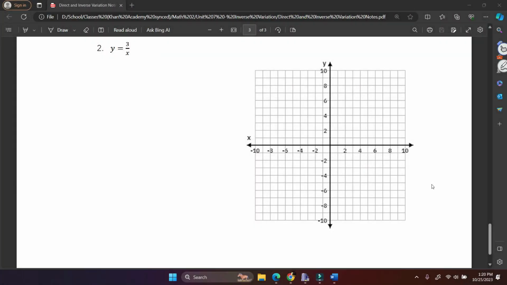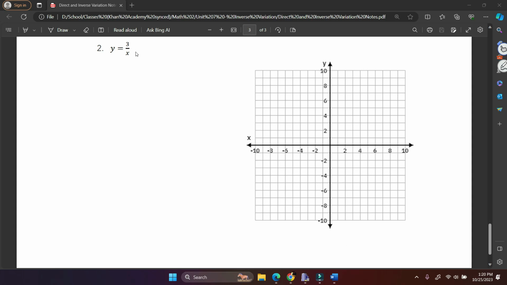All right, in this example, we're given an inverse variation equation and asked to graph it. Our equation is y equals 3 divided by x. And for this type of equation, it's best to use a graphing calculator to help you sketch out a graph because as we're going to see, it has kind of an odd shape to it.